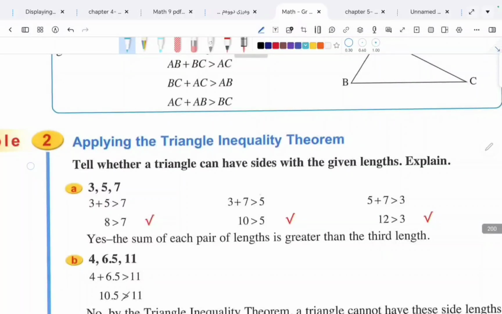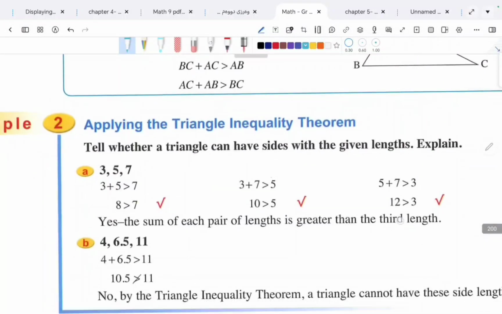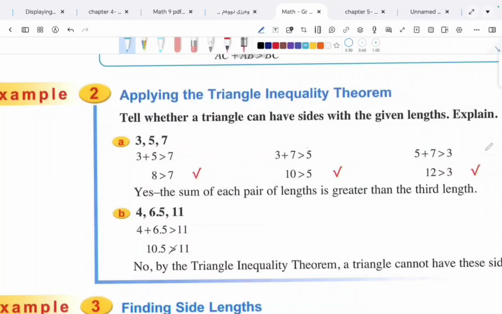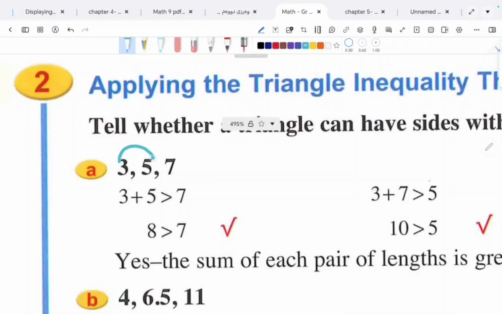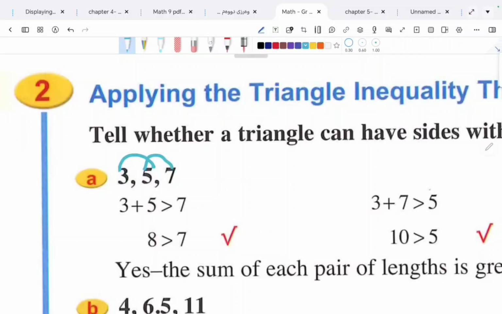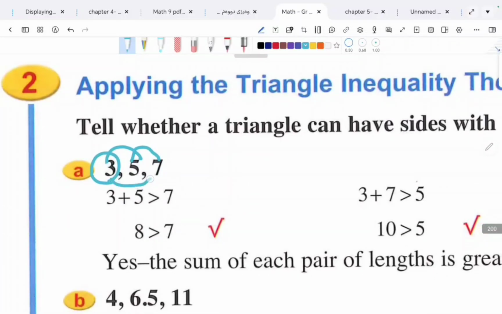They say: tell whether a triangle can have sides with the given lengths. Explain. The first one, you have 3, 5, and 7. How can I solve it? You have to add 3 and 5, and it has to be greater than 7. Then you have to add 5 and 7. It has to be greater than 3. Then you have to add 3 and 7, and it has to be greater than 5.